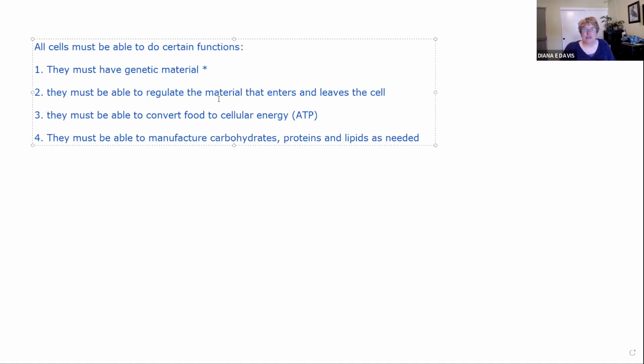So these are the basic functions of all cells.